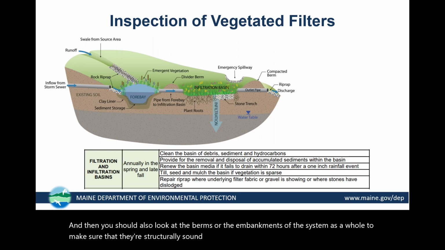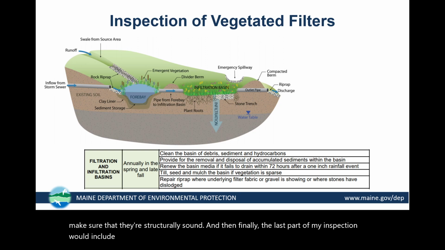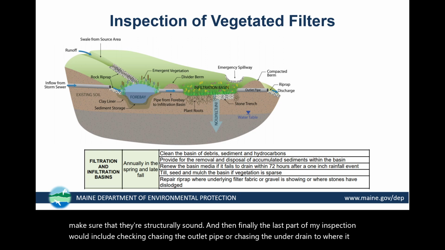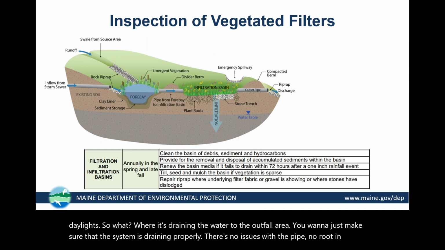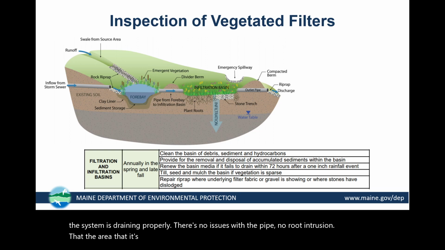And then finally, the last part of my inspection would include chasing the outlet pipe or chasing the underdrain to where it daylights. Where it's draining the water to the outfall area, you want to just make sure that the system is draining properly. There's no issues with the pipe, no root intrusion, that the area that it's discharging to is effectively stabilized. Those are kind of the things that I would include in my inspection.